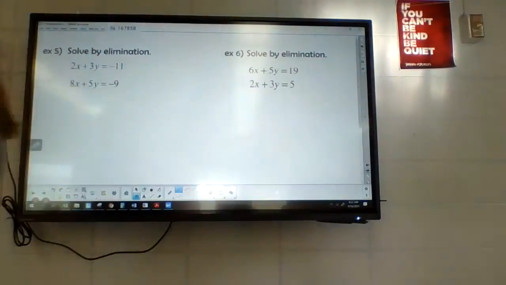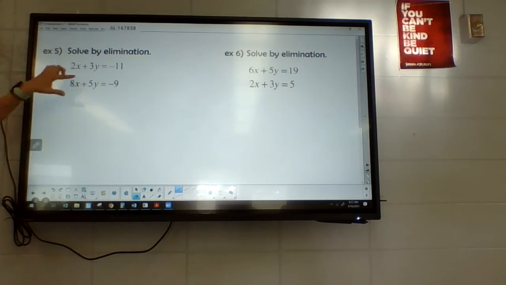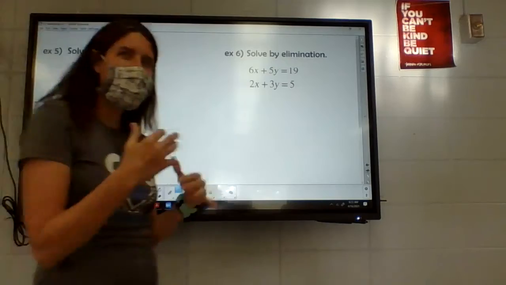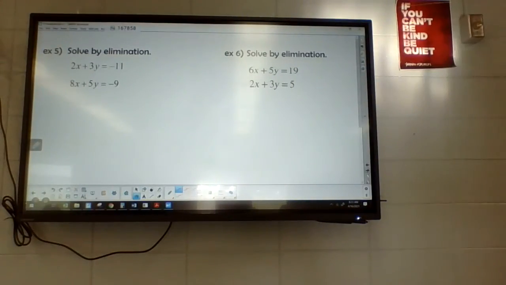This one's a little bit tougher to figure out what to multiply by, because right now nothing will cancel. So I see 2 and 8, 3 and 5. It's kind of like finding a common denominator. So is there a number both 2 and 8 can become, or 3 and 5? And you probably want to only have to change one of the numbers.